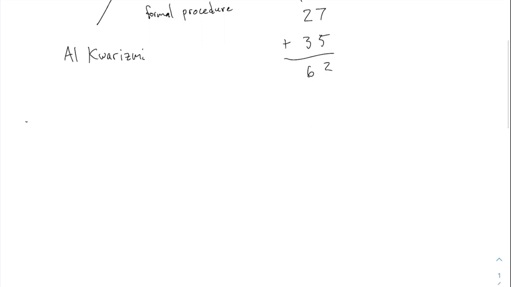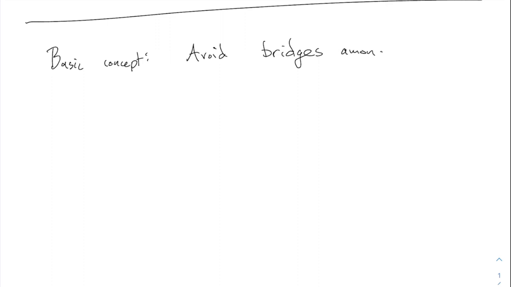But anyway, let's talk about it. If I give you a complicated graph, can you draw me an Euler circuit or an Euler path? The basic idea behind this, the basic concept, is avoid bridges. Avoid bridges among the unused edges.